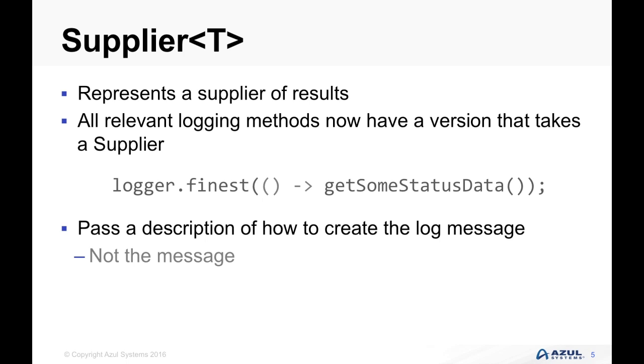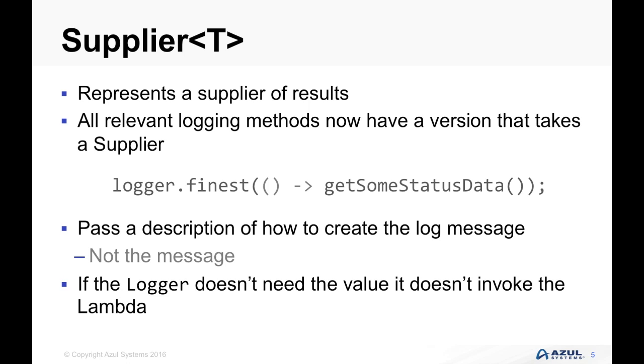If it needs the message, it knows how to create it, it calls the method on the supplier, generates the message, and then logs it. So it's only when we need that message that we actually use it. That can definitely improve performance in a situation where we're using a logger.